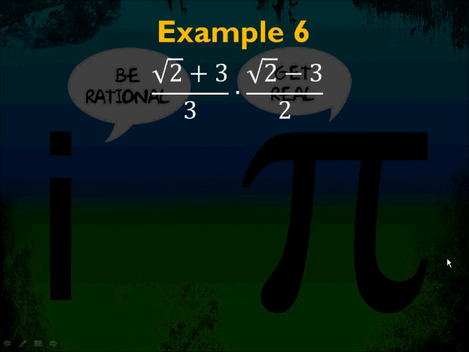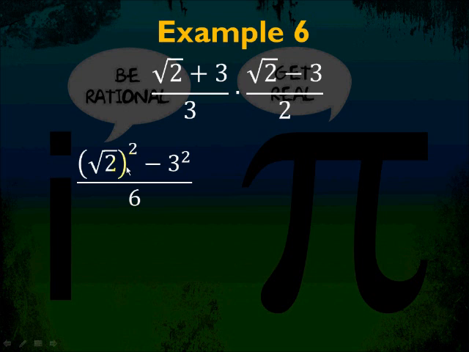Alright, now we have example 6. We have two fractions. Now when we have fractions, you multiply the numerators together and you multiply the denominators together. So we have a conjugate here with radical 2 plus 3 times radical 2 minus 3. So we can express that as radical 2 squared minus 3 squared. Remember, conjugates will have a squared minus b squared. 3 times 2 is in the denominator, so that becomes 6.